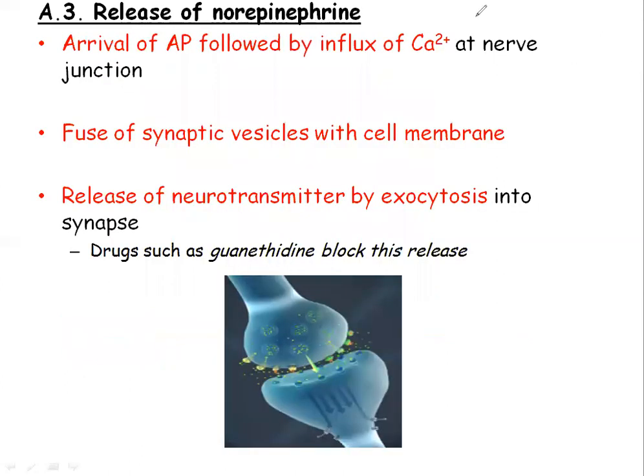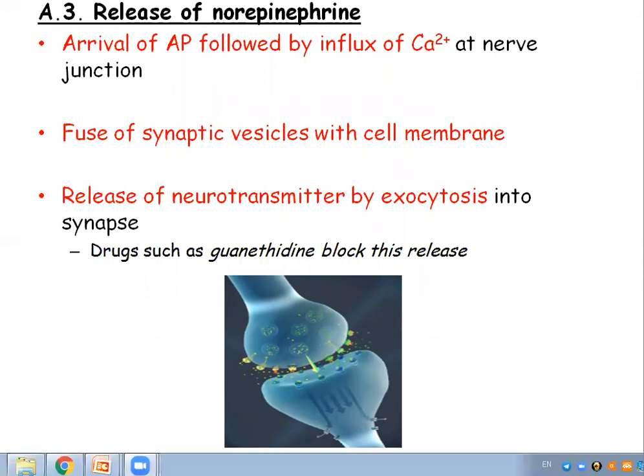Step number 3 is the release of norepinephrine. This release requires the transport of the vesicle close to the presynaptic membrane. So how is the vesicle transported to the presynaptic membrane?